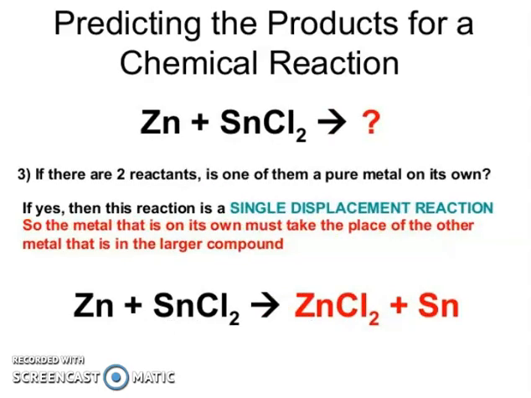Now tin plus another compound. If there are two reactants, is one of them a pure metal on its own? If yes, then this reaction is a single displacement reaction. So the metal that is on its own must take the place of the other metal in the larger compound.